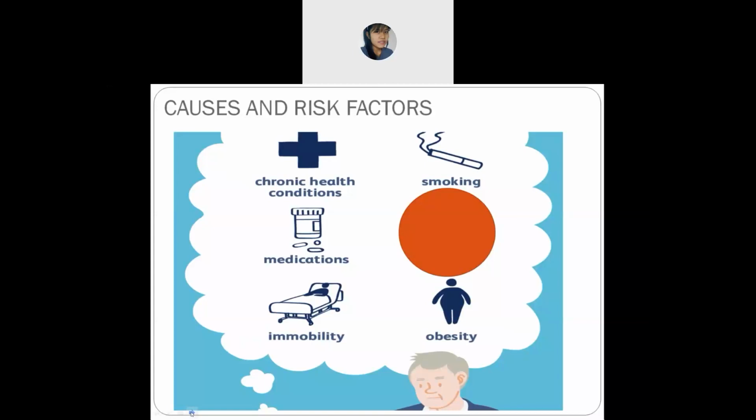And also those who are using hormone replacement therapy, for example transgender people, are most likely to have this. And elderly patients, for example 60 plus, and cancer patients, which comes under the chronic health conditions. Is it clear? I hope it's clear. Yes, ma'am.